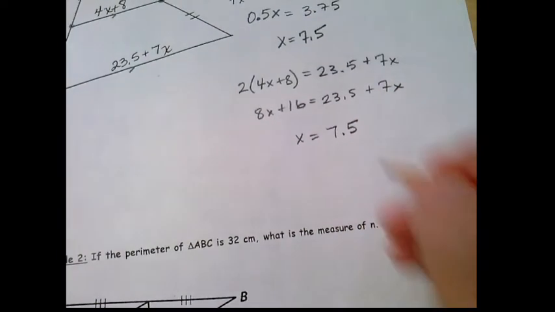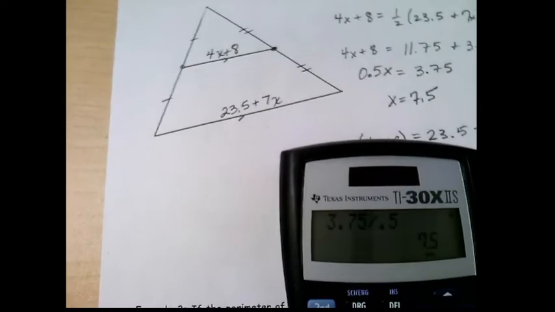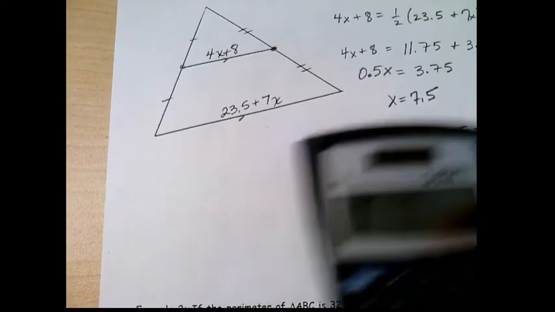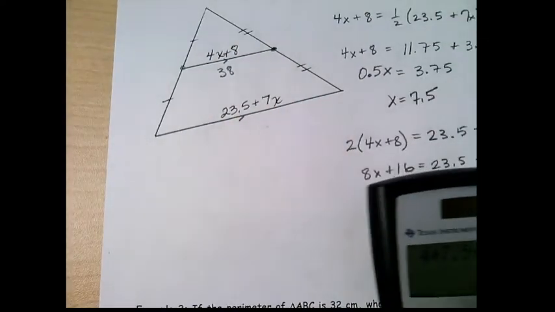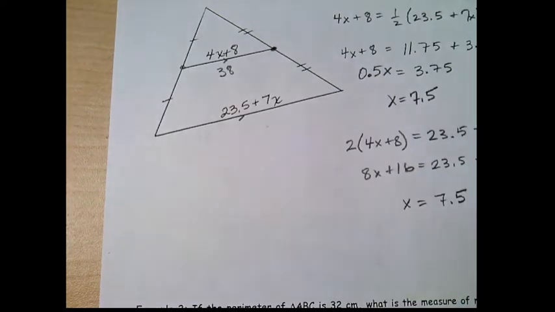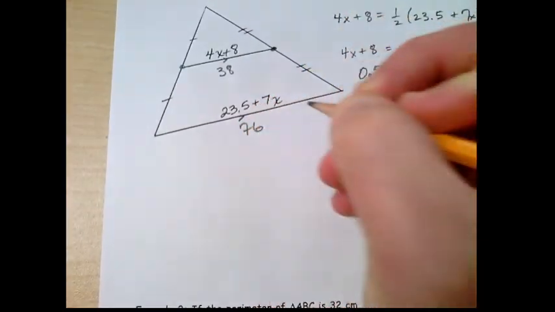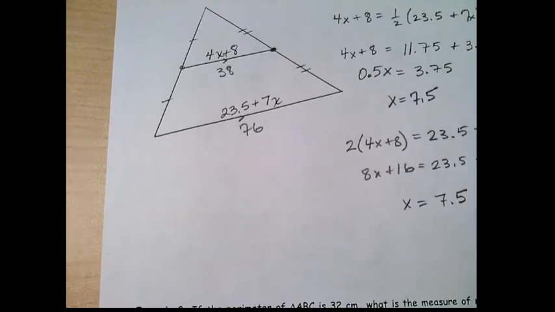With that being said, the other thing you should get in the habit of doing is plugging it back in. If we take 4 times 7.5 and add 8, you get 38 for this length. If we did it correctly, we should get 76 from 7 times 7.5 plus 16, and I get 76 there. So we are correct. Again, it's half the non-intersected segment.